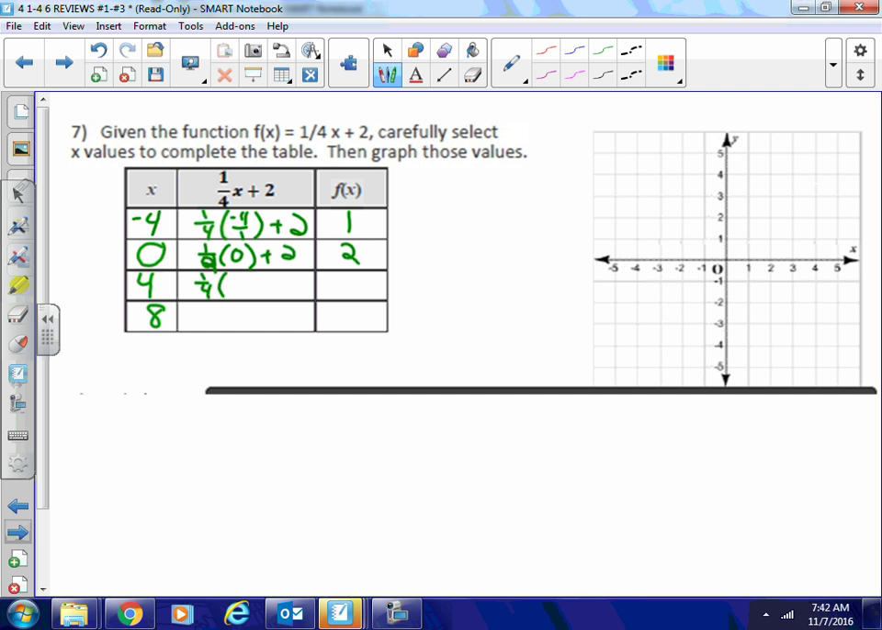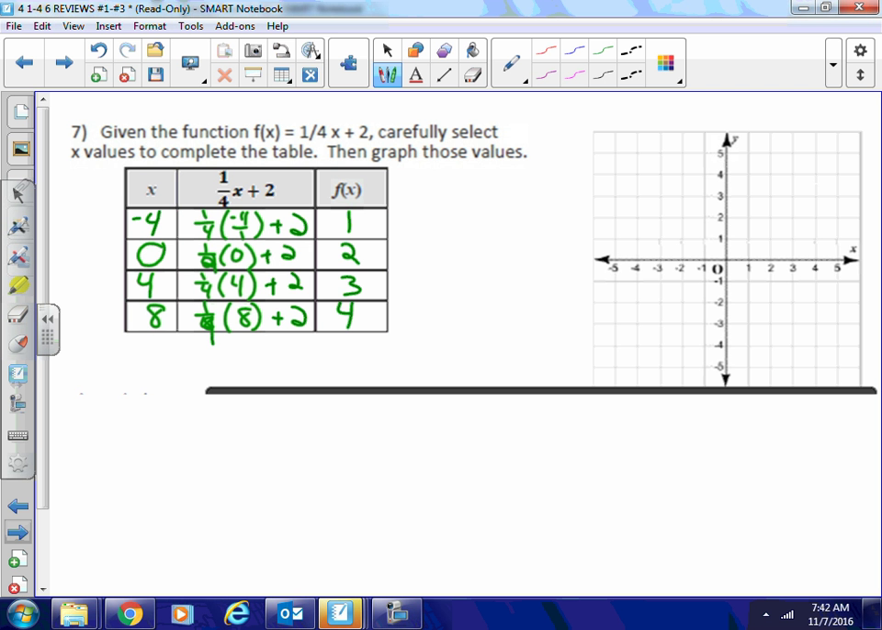1/4 times 4. 1/4 of 4 is 1, plus 2 is 3. And finally, let's plug in 8. 1/4 of 8 plus 2. 1/4 of 8 is 2, plus 2 is 4. Now let's go graph these.